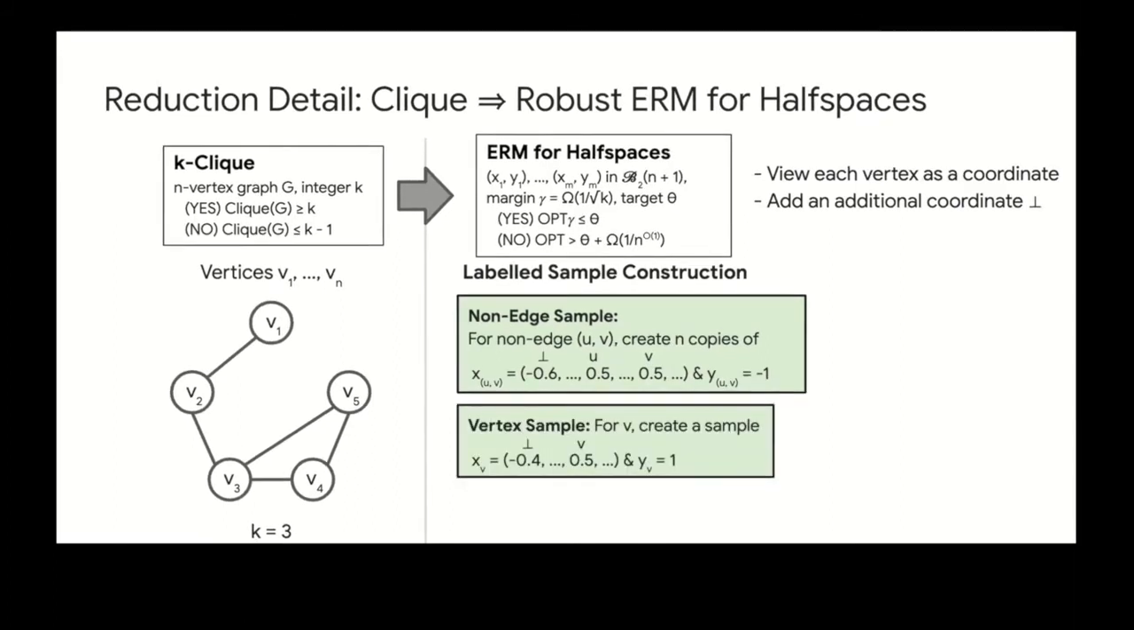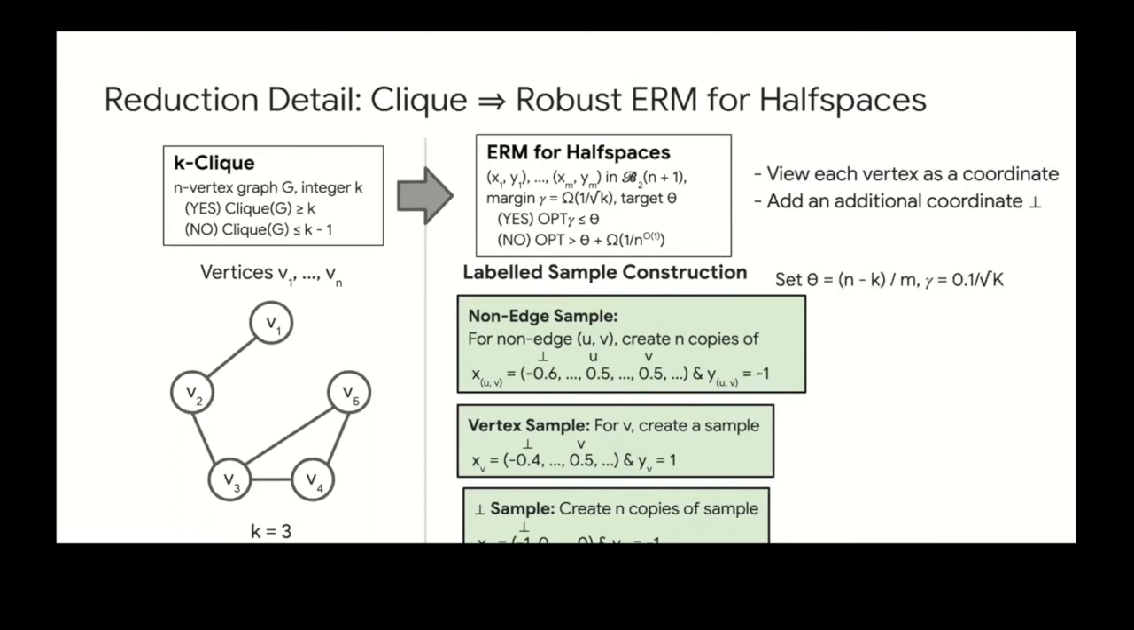The next type of sample is the vertex sample. For every vertex V, we create a sample where the null coordinate is set to minus 0.4, and for the V coordinate, we set it to be 0.5, and everything else we set to be 0. And the label here is 1. And finally, we have a null sample. This is just a sample where we set the first coordinate to be minus 1, and then we set the label to be minus 1 as well.